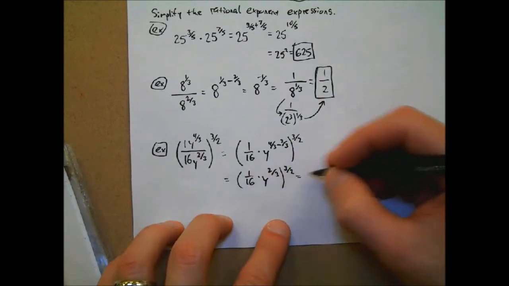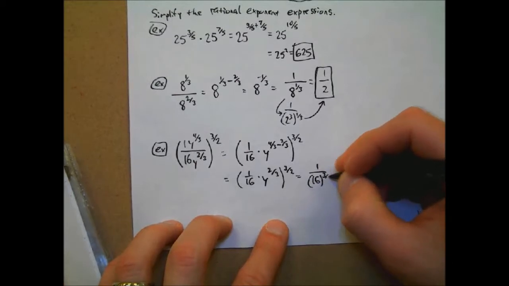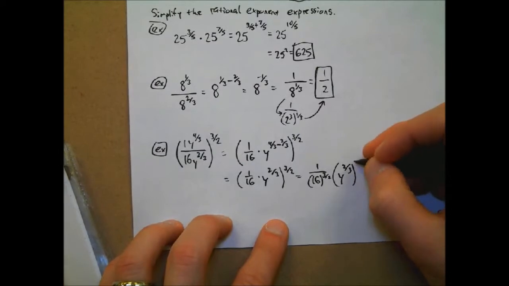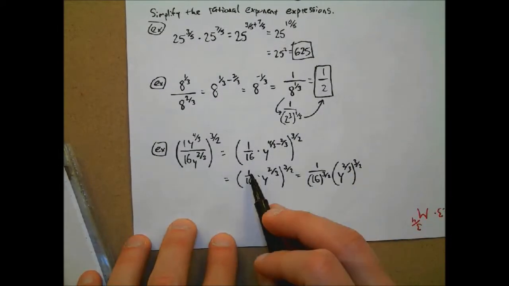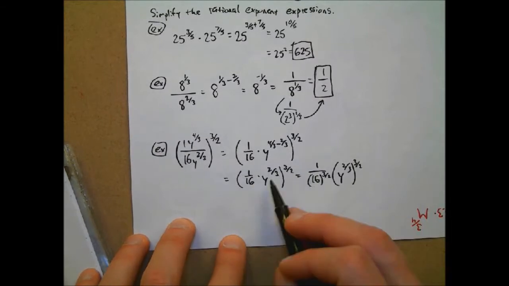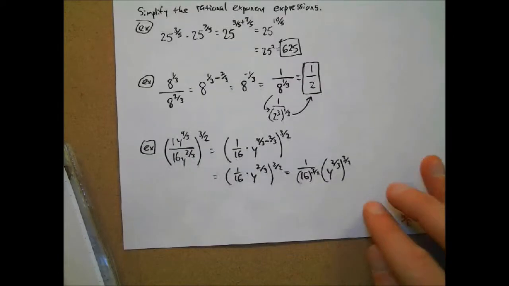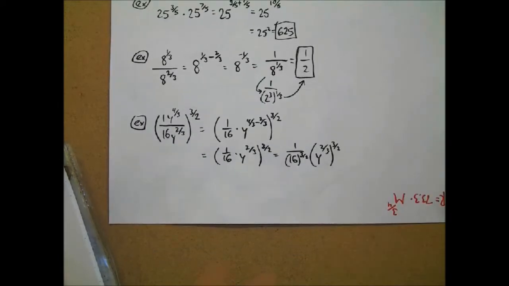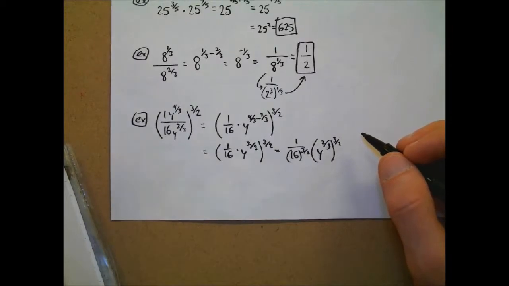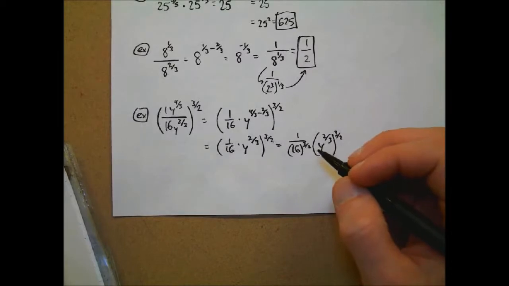So I got 1 over 16 to the 3/2, and then y to the 2/3 also to the 3/2. Okay, so 1 got raised to the 3/2, but it's just a 1, right? 16 got raised to the 3/2, and then the y to the 2/3 got raised to the 3/2 as well. All right, now 16 to the 3/2. All right, we can do this. Well, I'll simplify that here.